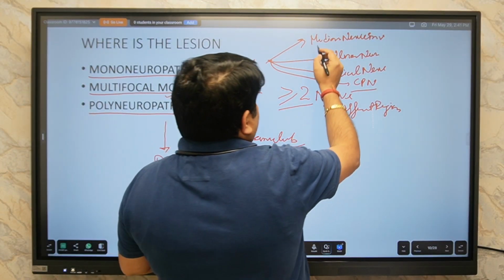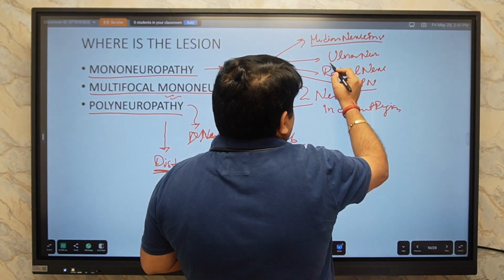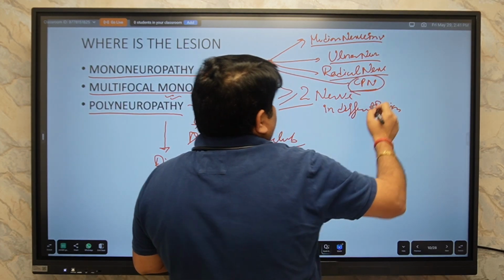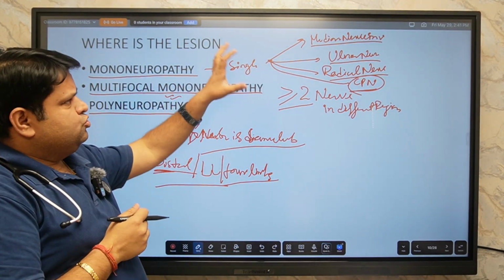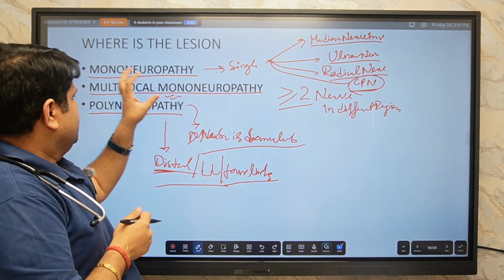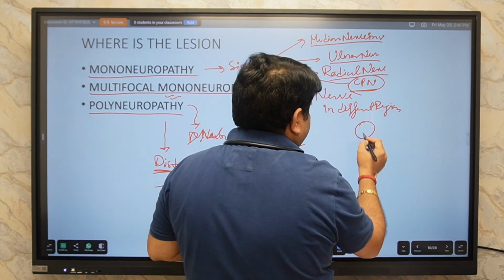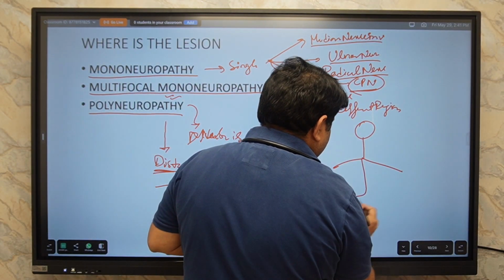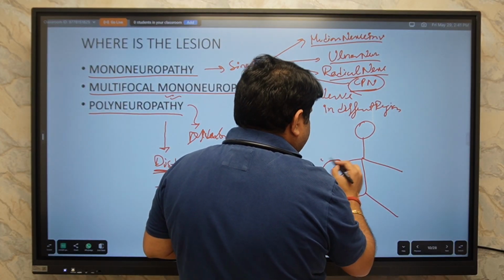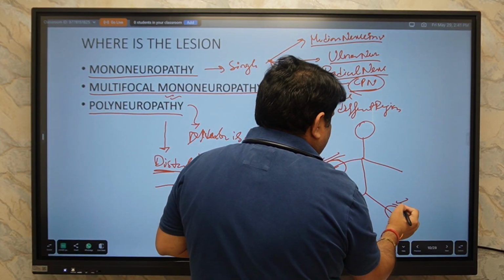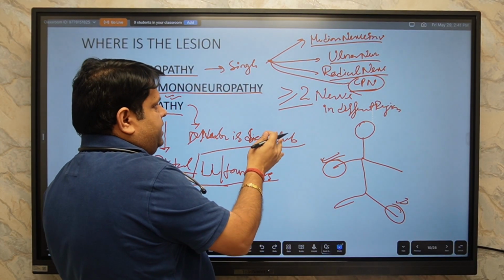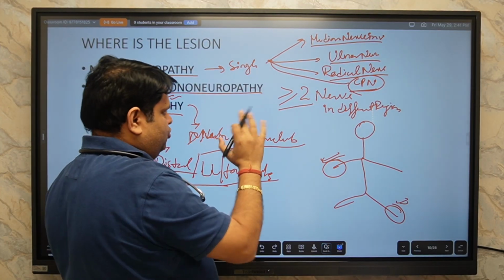So basically mononeuropathy involves the median, ulnar, radial and common peroneal nerves. These neuropathies are usually due to compression or a traumatic cause. Then there is multifocal mononeuropathy, in which there is involvement of, like, one nerve in this hand, one nerve in this limb. So this is the presentation of the multifocal mononeuropathy type.